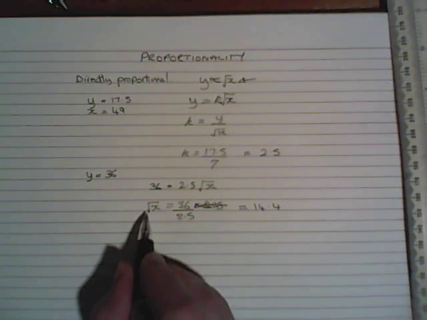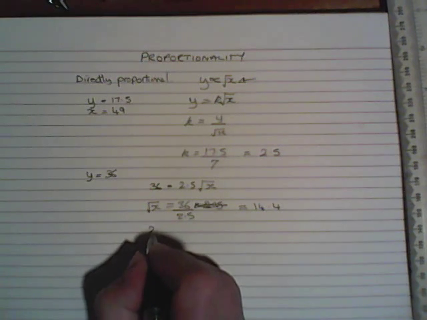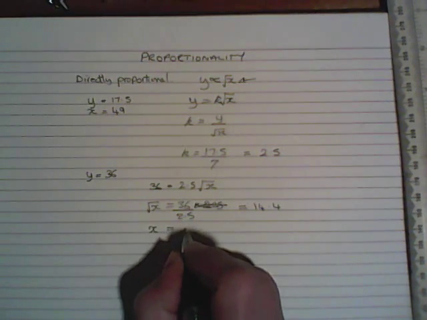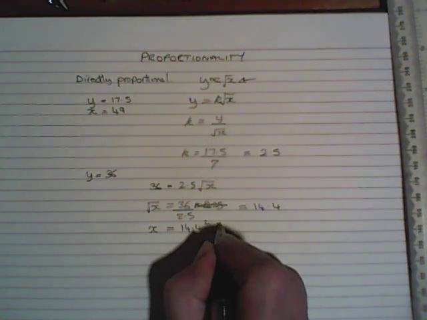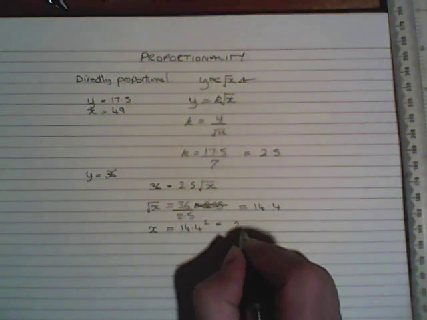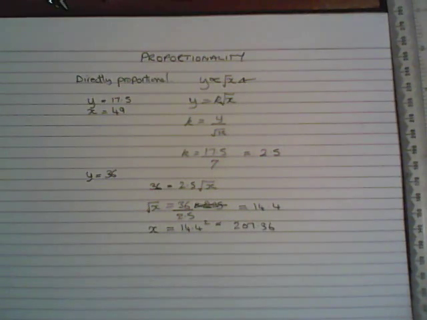What we need to do now is to square both sides to get rid of the square root sign and look at what x actually is. And x equals 14.4 squared, and that equals 207.36. I hope that's clear. I'm sorry about the mistake here, but we all make mistakes, and I'm sure you will, but I hope this helps.